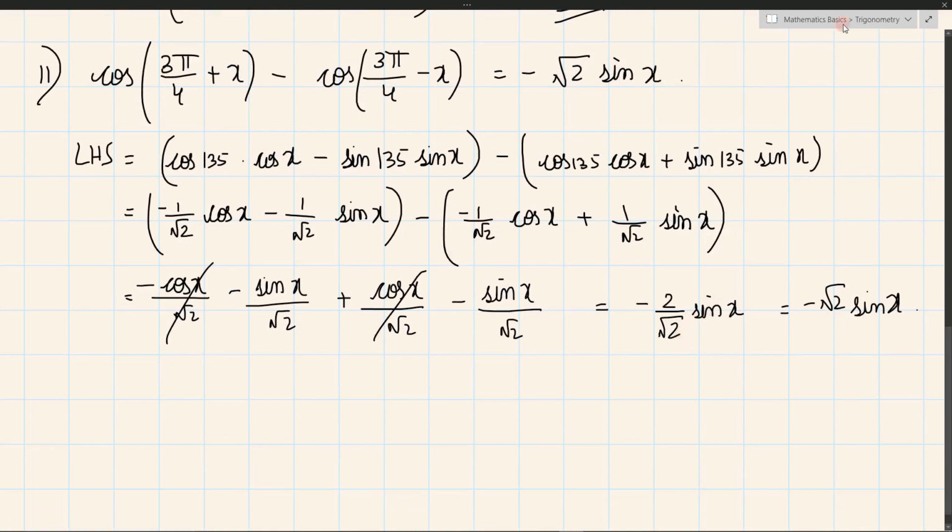Now we have question number 12. So sine square 6x minus sine square 4x is equal to sine 2x into sine 10x. So let us consider the LHS.